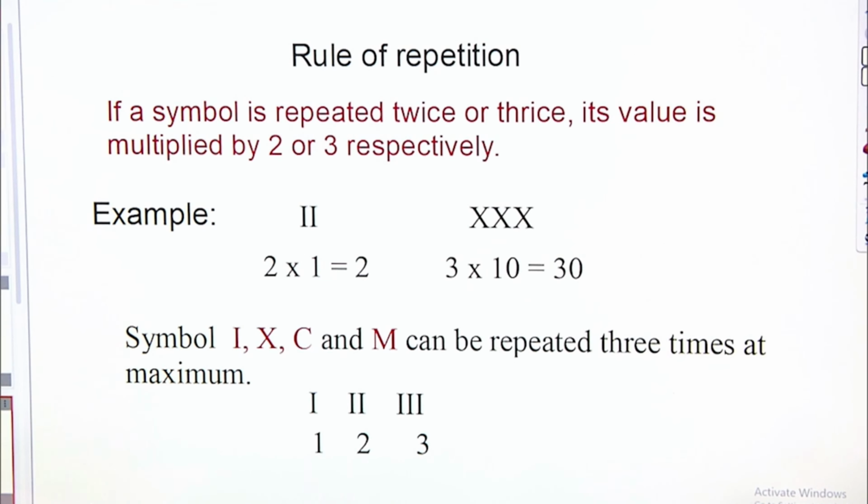Let's look at these examples. So this is I. How many of the I's do we have here? We have 2, meaning we have to multiply the value of the I by 2. And what is the value of the I? It is 1. So we multiply 1 by 2. So 2 times 1 will give us 2. So it means II stands for 2.